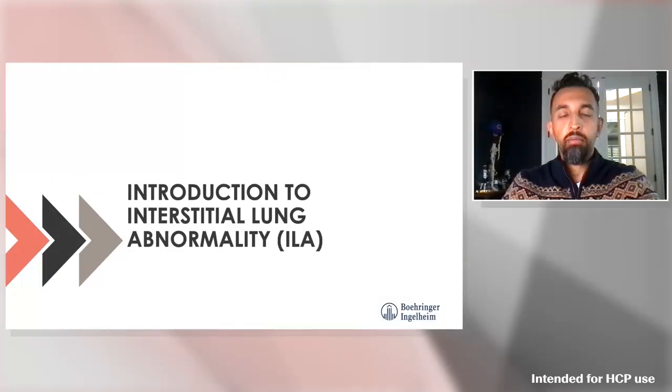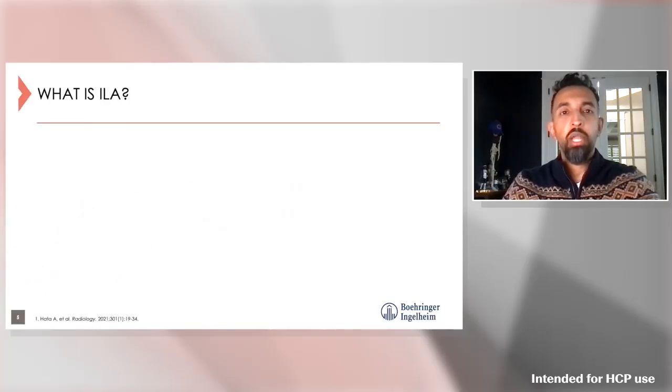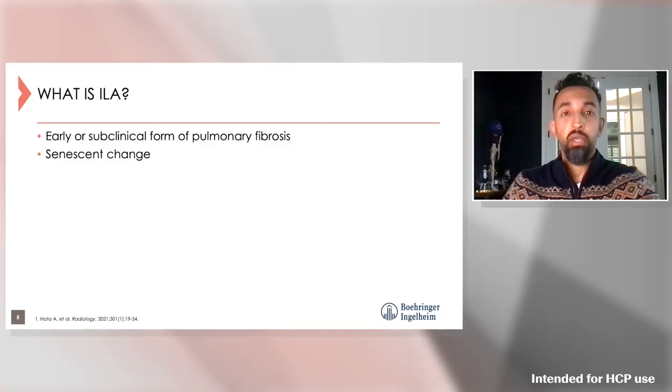Let's begin our discussion of interstitial lung abnormality by introducing you to the term. So what is interstitial lung abnormality? What is ILA? Well, ILA is thought to represent early or subclinical forms of pulmonary fibrosis. These forms are seen on cross-sectional imaging or on CT. Oftentimes, these earliest forms of fibrotic lung disease can look like senescent change, so normal aging of the lungs.